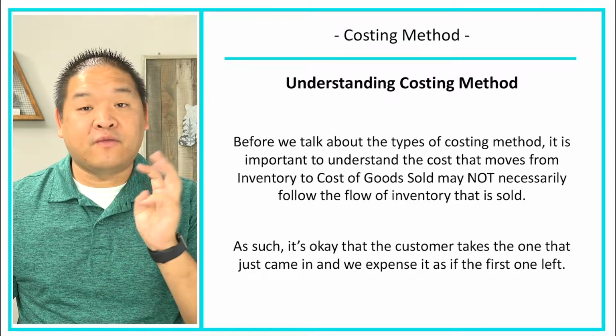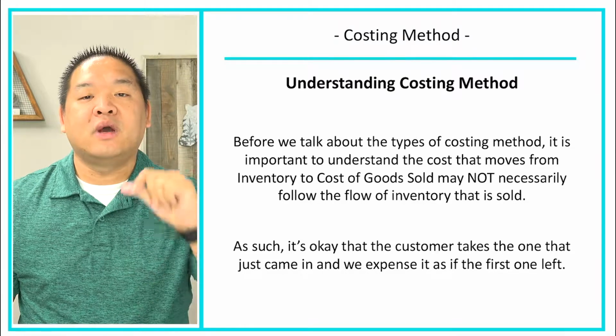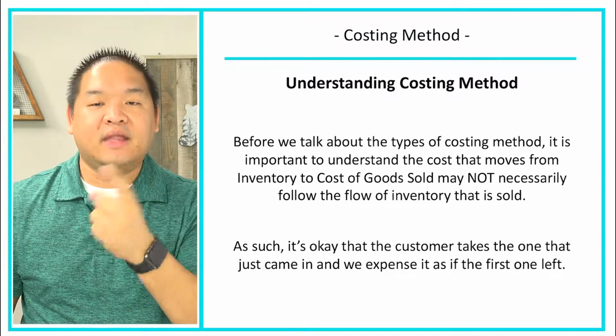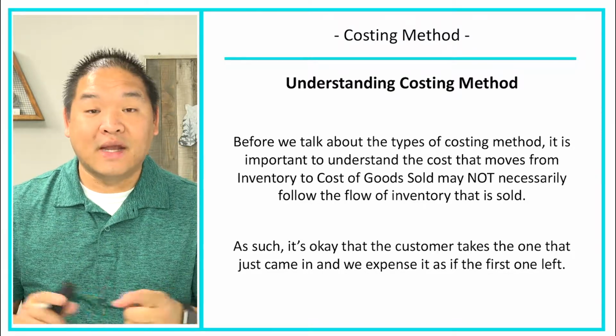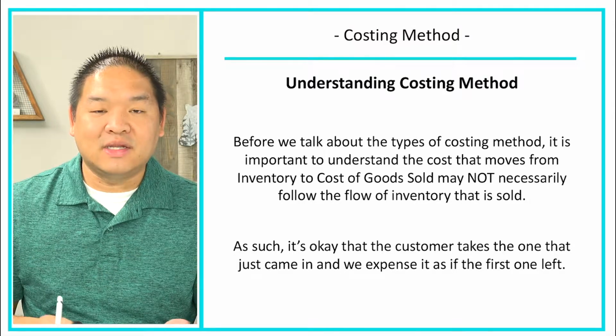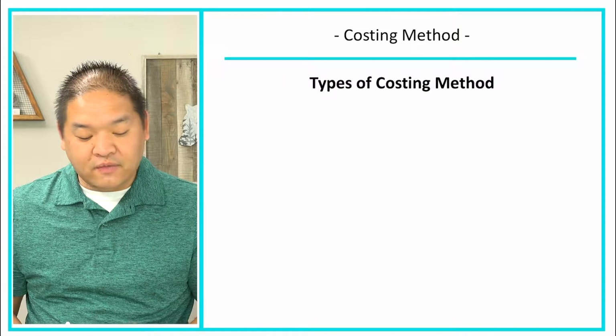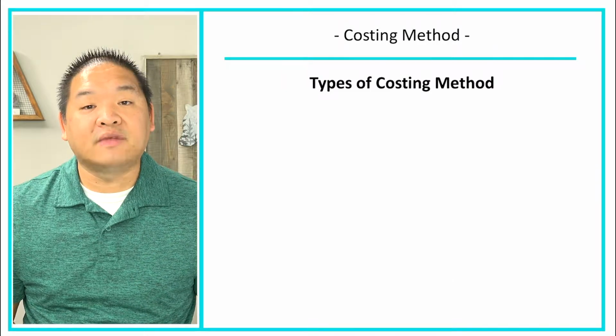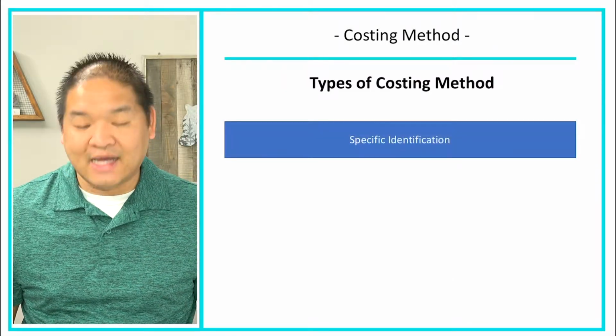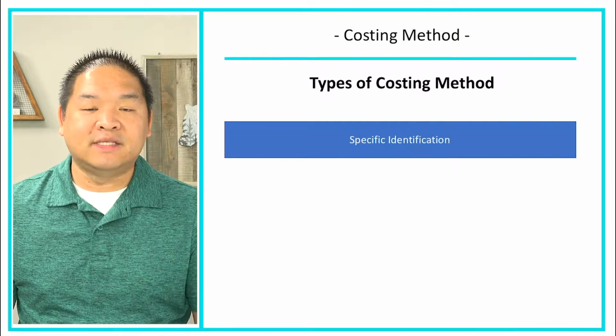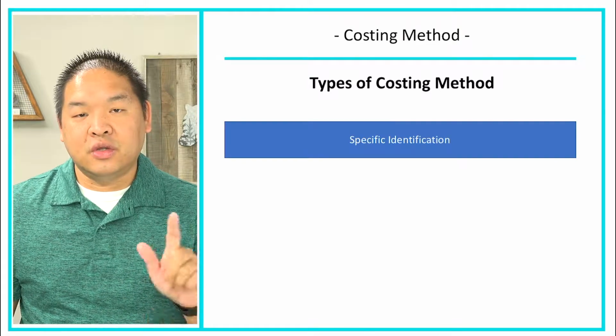Now, let's talk about the 4 different types of costing methods. We're just going to give you an overview, and in the rest of the lessons, we're actually going to show you each one of them specifically. So let's talk a little bit about the 4 different types. The first one we have is a very easy one. It's the specific identification. We're specifically identifying the product to their cost.